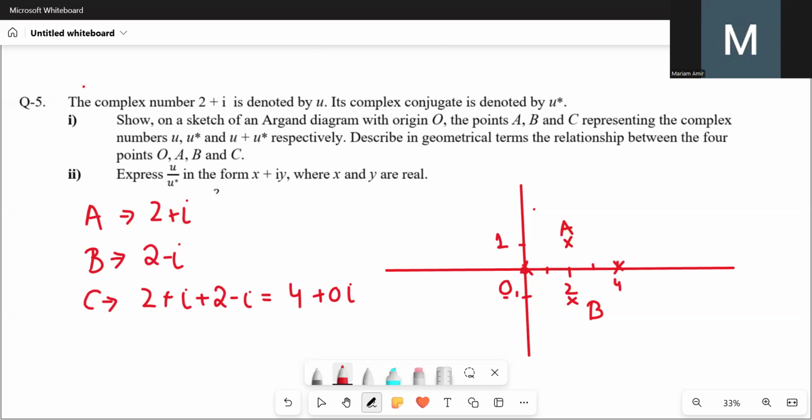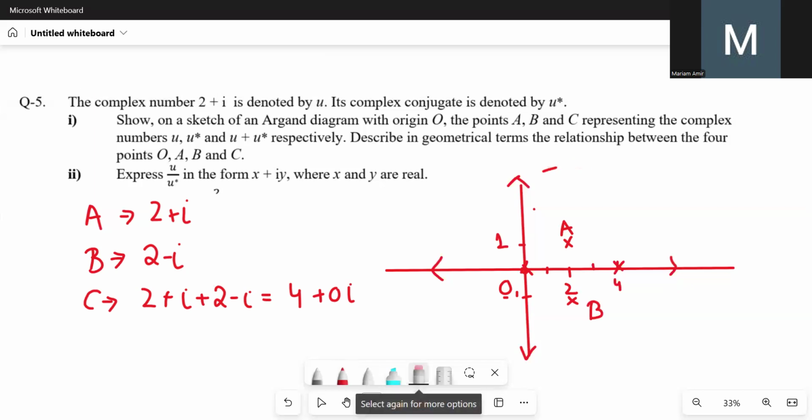Okay, so show on a sketch of an Argand diagram with origin O the points A, B, C representing the complex number u, and so on, that's done. But I did not write real part and imaginary part here. Or you could write x and iota y, that would also work. So you may also write x and iota 1. We're not asked to connect these 4 points, so we don't need to.